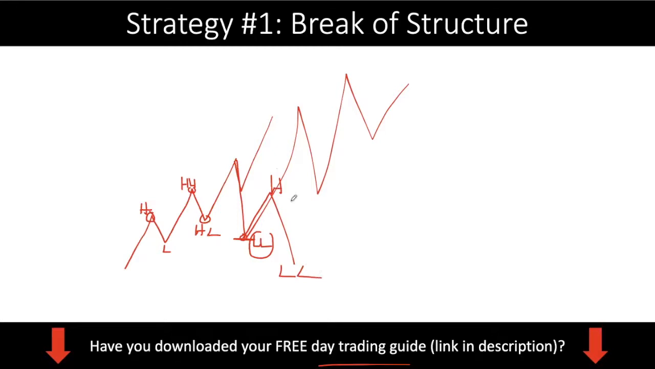Of course, the opposite is true. I'll just run it through quickly. Let's say you are in a downtrend and this is a low, this is a lower low, this is a high, this is a lower high, and instead of price making a lower low and lower high, it comes up like that and makes a higher high. Then this is the first telltale sign that the trend is about to reverse.